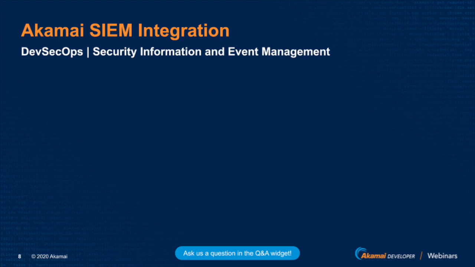Now let's take a closer look at what Akamai SIEM integration is and what it consists of. Simply put, Akamai SIEM integration consists of two components, a collector and a connector.